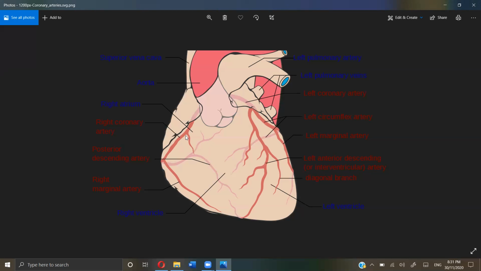So that's why if you see any stenosis in your right coronary artery, you will see mostly posterior infarction and a little bit of anterior, inferior, or septal. But most of the infarction site will be your posterior walls.